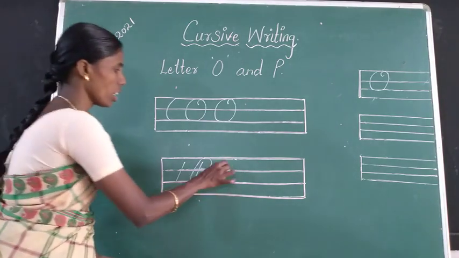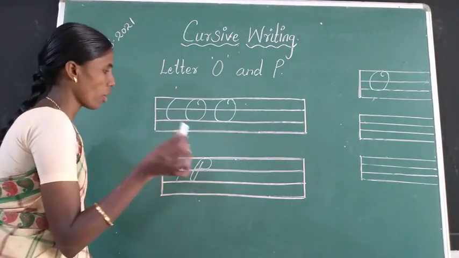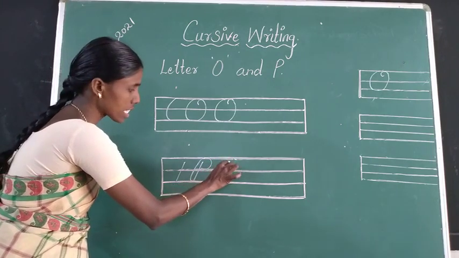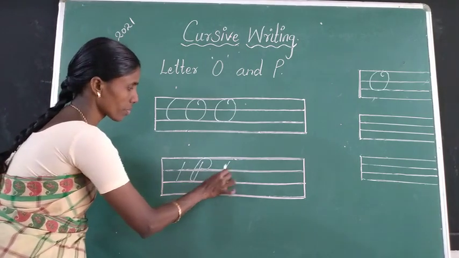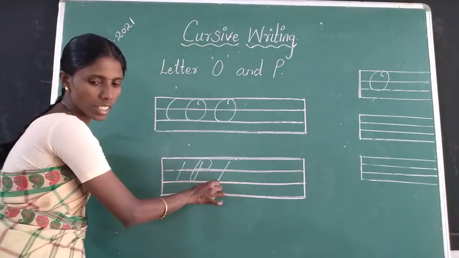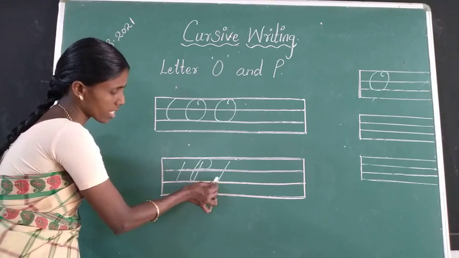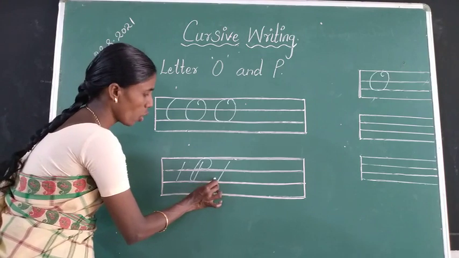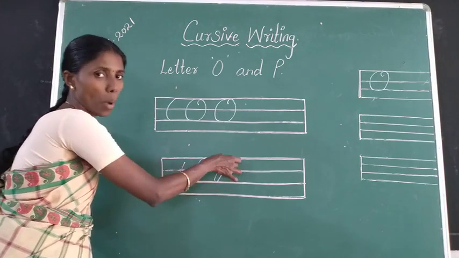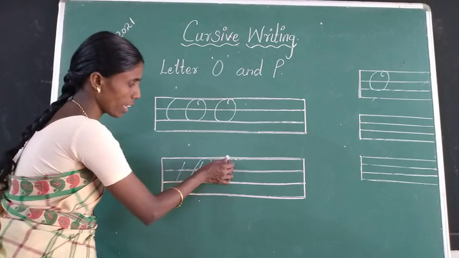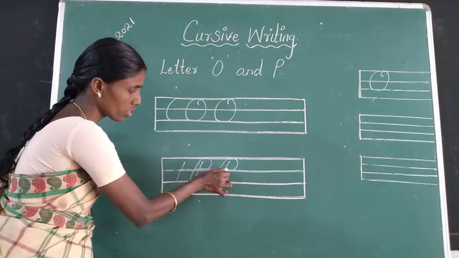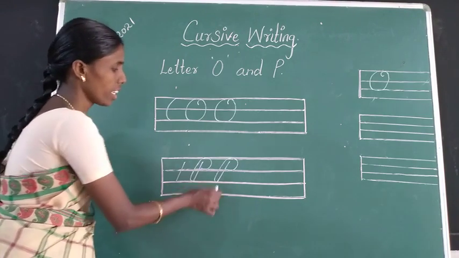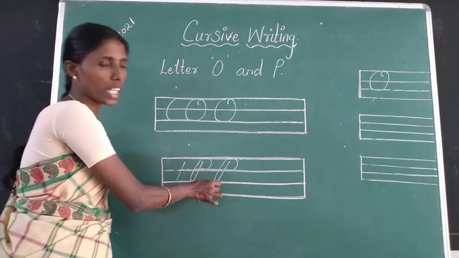First of all, put a pencil point in between the first and the second line. Draw a slant line. Then turn it back side and go up with a slant line till the top line, and make a curve till the second line. This is capital letter P.